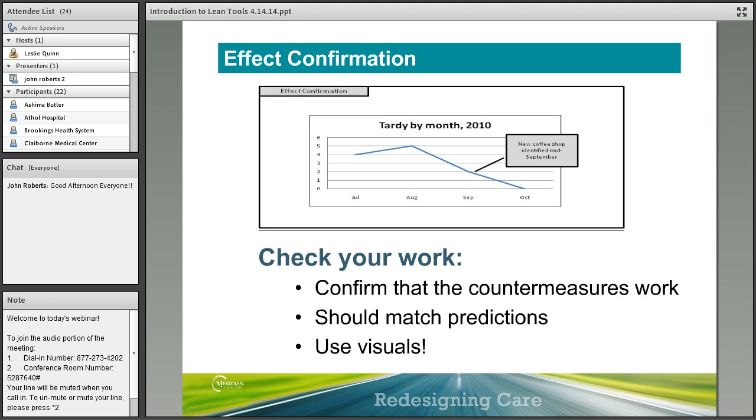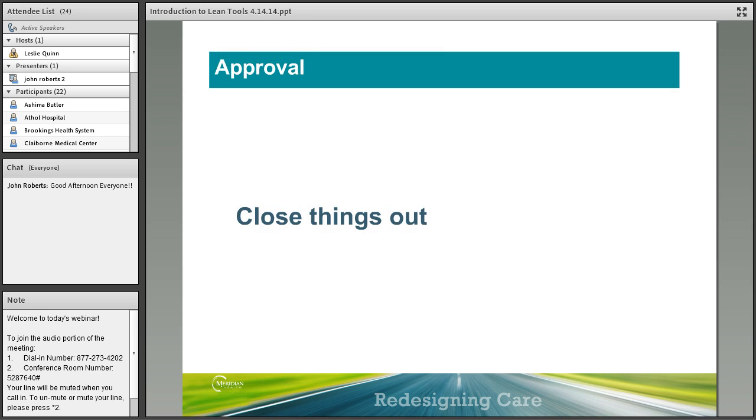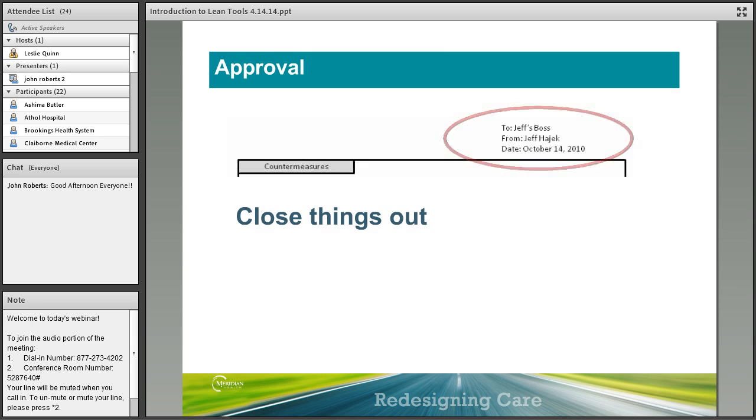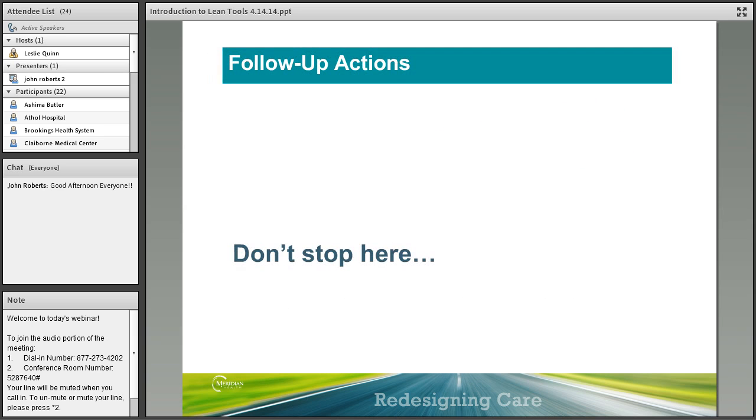In the effect confirmation, we want to track this tardiness over time and make sure that the countermeasures, the things we've put into place to solve the problem, are working and matching our predictions. Again, using visuals is a great way to see that this is happening. We see in July, August, September, October, through that four-month period, that Jeff's tardiness is beginning to come back down to where we want it to be.